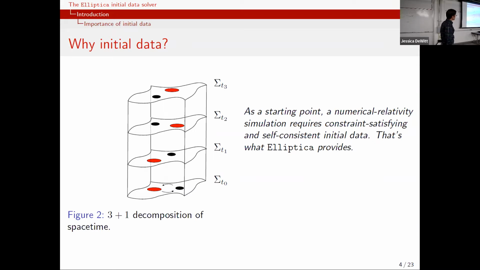The challenge here is constructing constraint-satisfying and self-consistent initial data, and this is what Elliptica provides. Elliptica constructs a snapshot of the system at this particular slice, and then it passes the data to an evolution code, and the evolution code will do the rest.